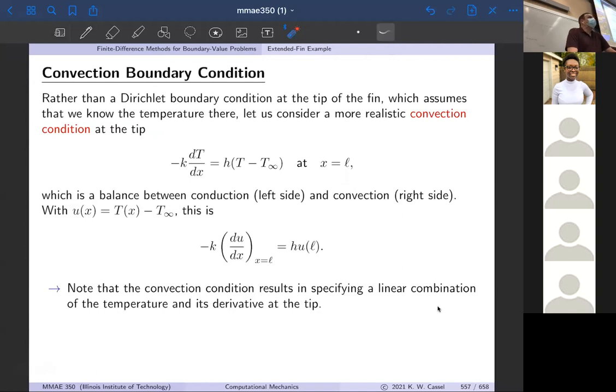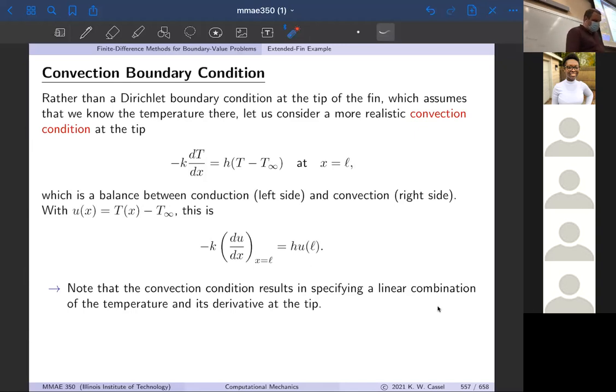Now let's think about this. Let's rethink this boundary condition at the tip. So we assumed we knew the temperature. Obviously, we don't know the temperature. Physically, that doesn't make any sense whatsoever. We did it just to keep things simple, so we didn't have to worry about boundary conditions mucking up the works and getting our difference equations. So now let's take a look at a more physically appropriate boundary condition.